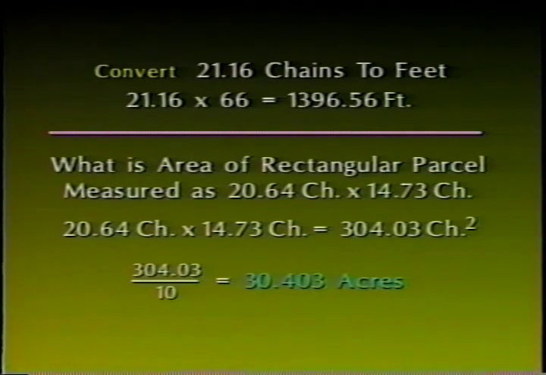The previous graphic showed the relationship of area to chain units, or 10 square chains equals 1 acre, or 43,560 square feet. The bottom conversion problem on the present screen converts a rectangular parcel measured in chains to area.